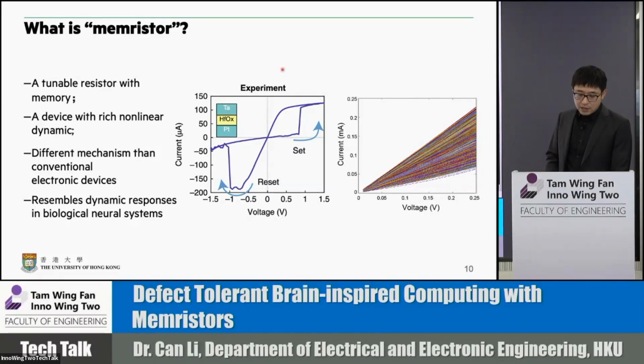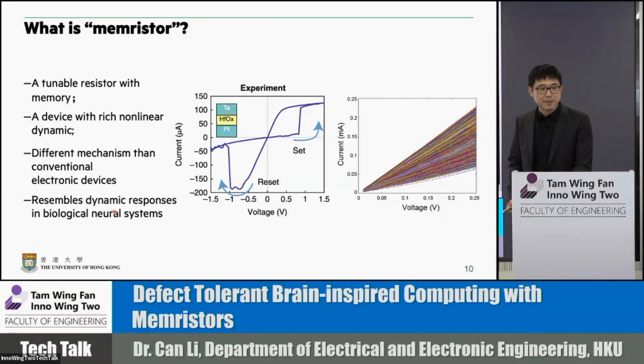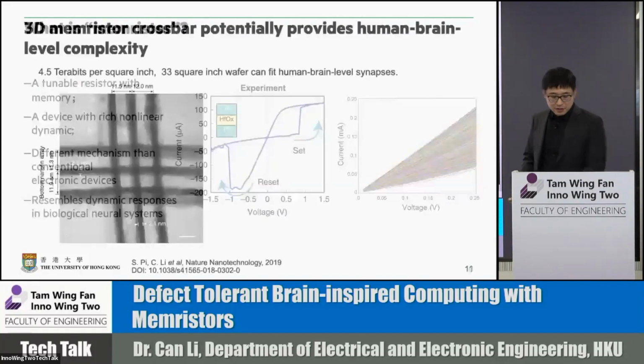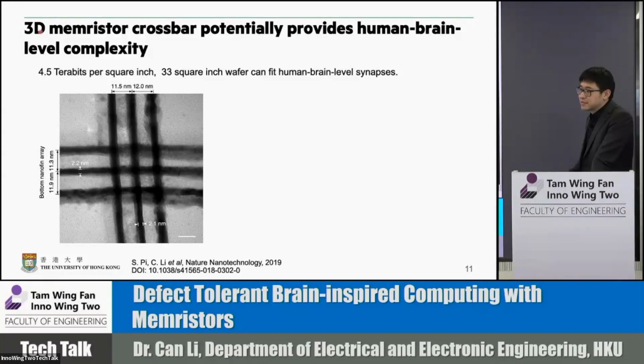an analog value. And this device also has rich nonlinear dynamics, with a different mechanism than conventional electronic devices. That's why we are interested. And also they resemble some dynamic responses in biological neural systems, which I will not expand on for now. For you guys, I think for now, you can just understand this device as a tunable resistor. Okay, so as I said, this device has a different mechanism, so that's why it has the potential to break the limit of conventional silicon-based transistors.